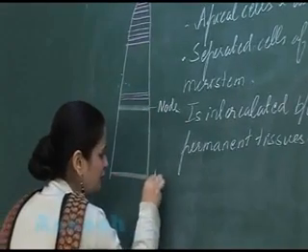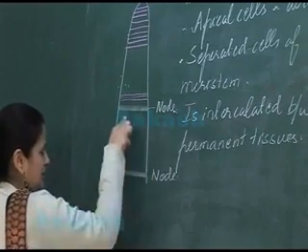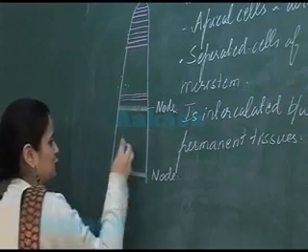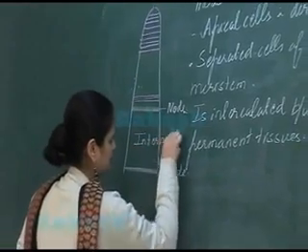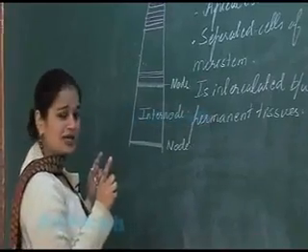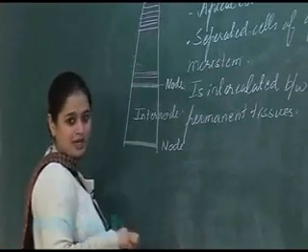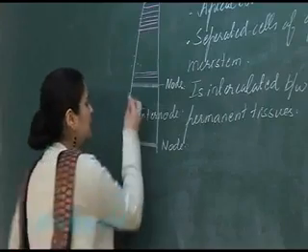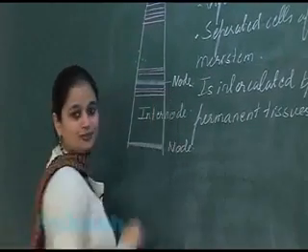This is also our node. And the place between the two nodes represents the internodal region. This is the internode. Now this intercalary meristem can be present above the node, as I have represented here. It can also be present below the node.